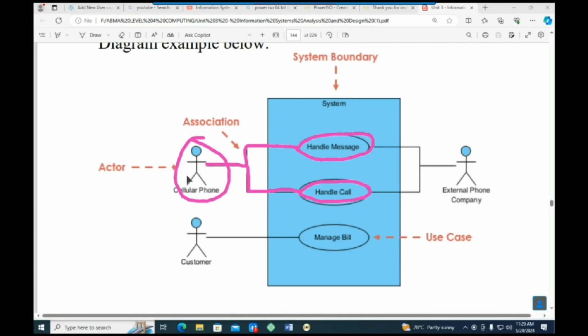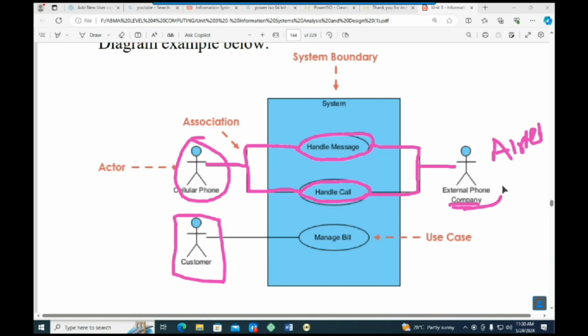But now, this person who is handling this cellular phone, remember, this phone is from a company. There's a company that is supporting these services. Let's say this is Airtel. So the person is using an Airtel SIM card. That is why you see we have this relationship here, because this external company can still use the system to handle the same things this cellular phone is handling. Then we have a customer here who is getting the bill.